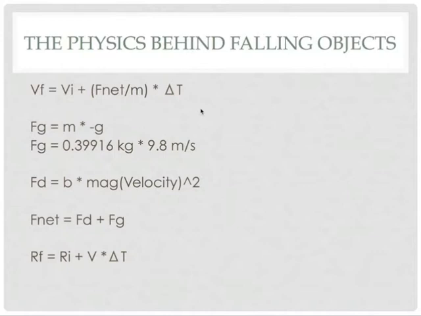These two forces are gravity and drag. Gravity, which is represented by Fg on this slide, is calculated as the product of the object's mass and Earth's gravitational acceleration, 9.8 meters per second squared.